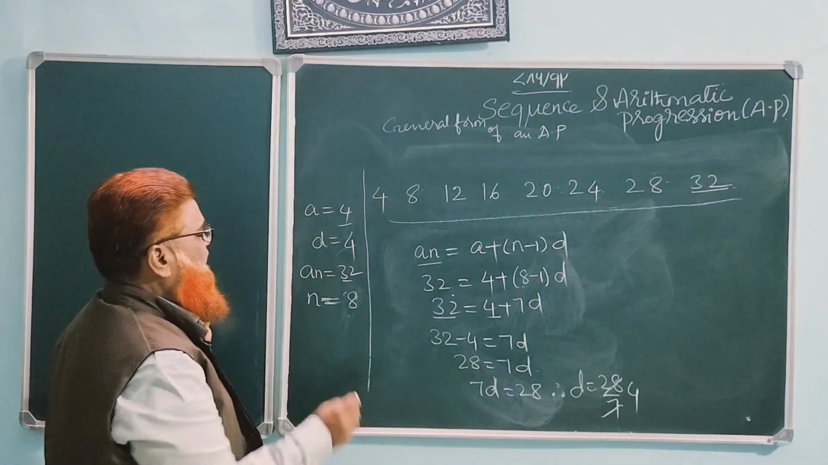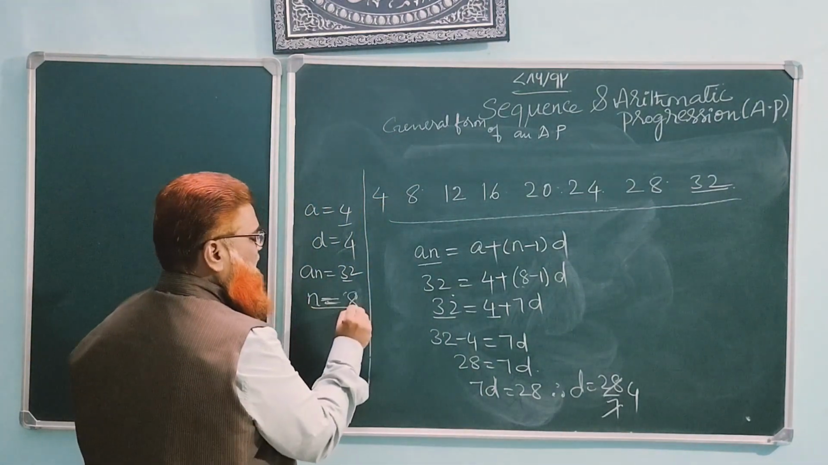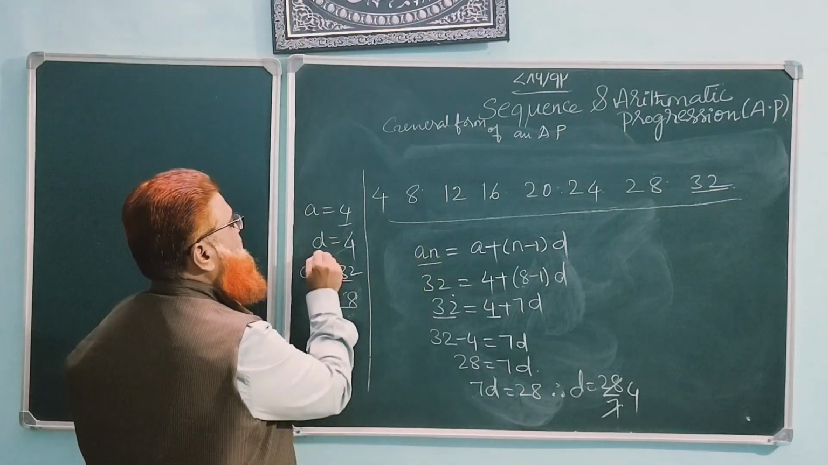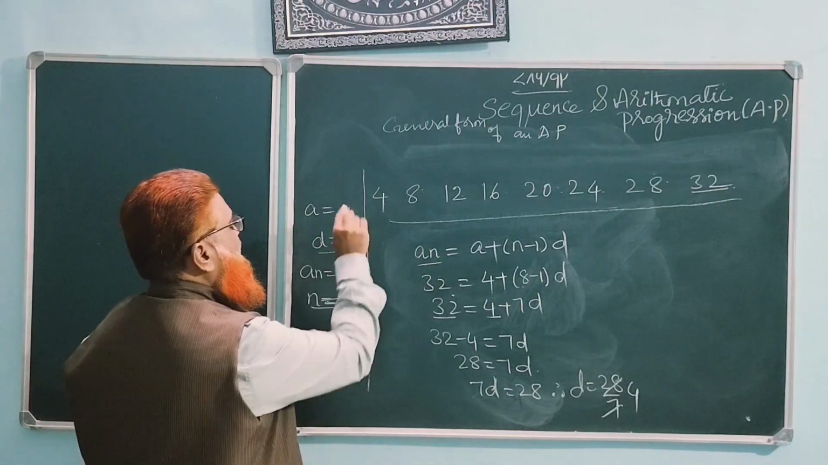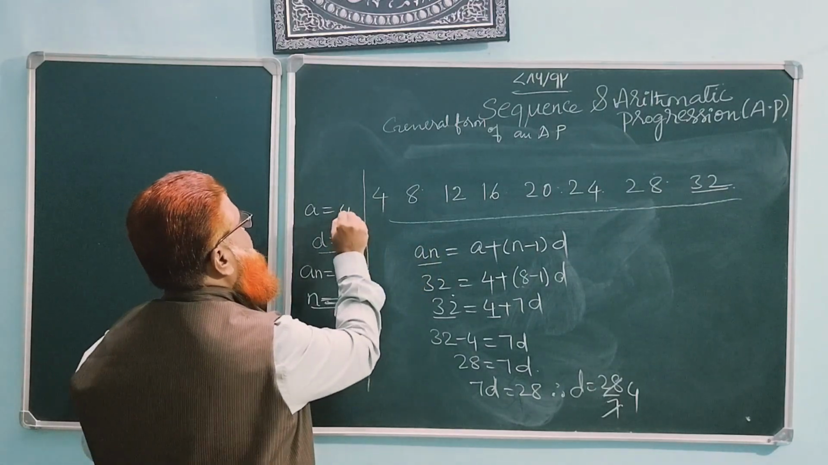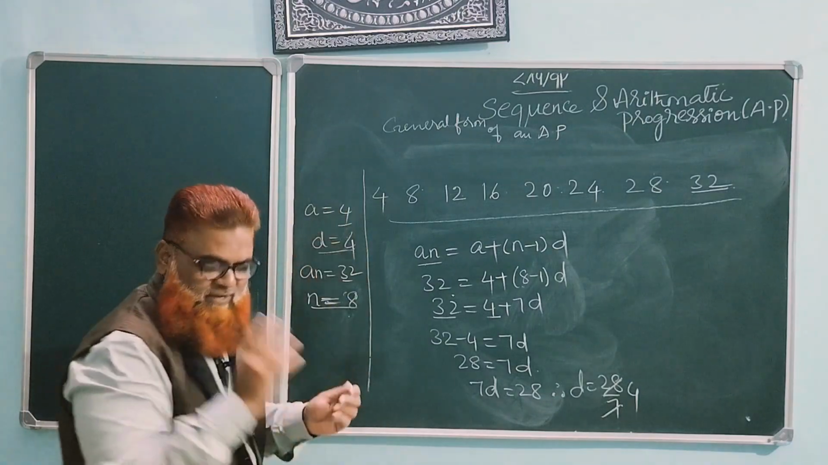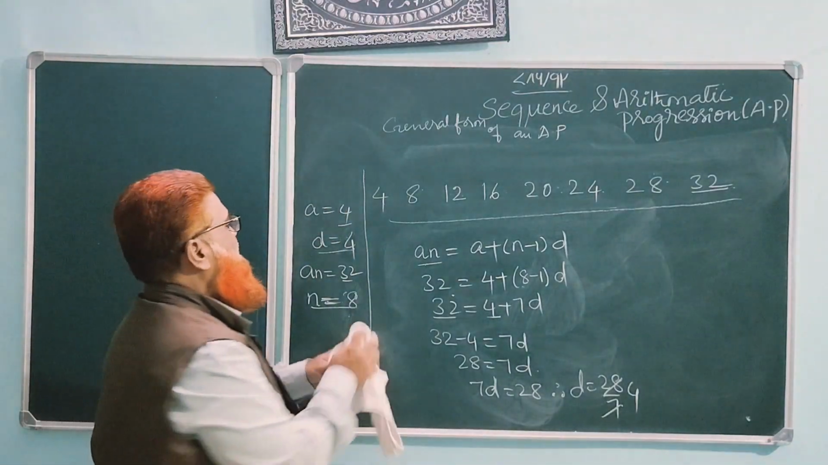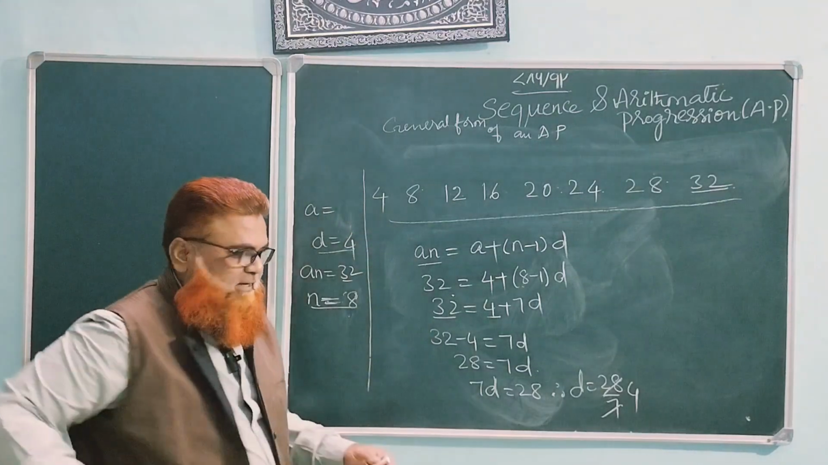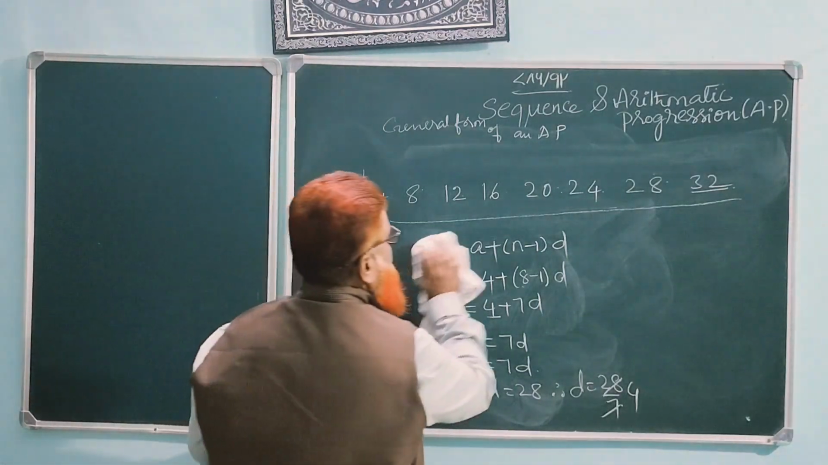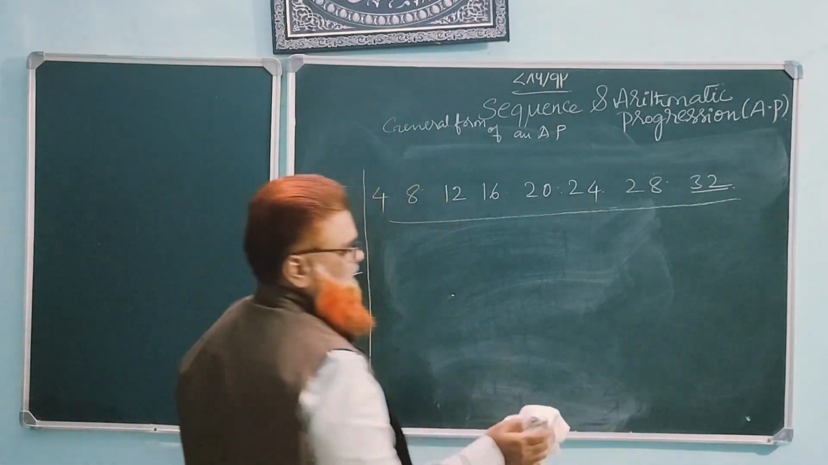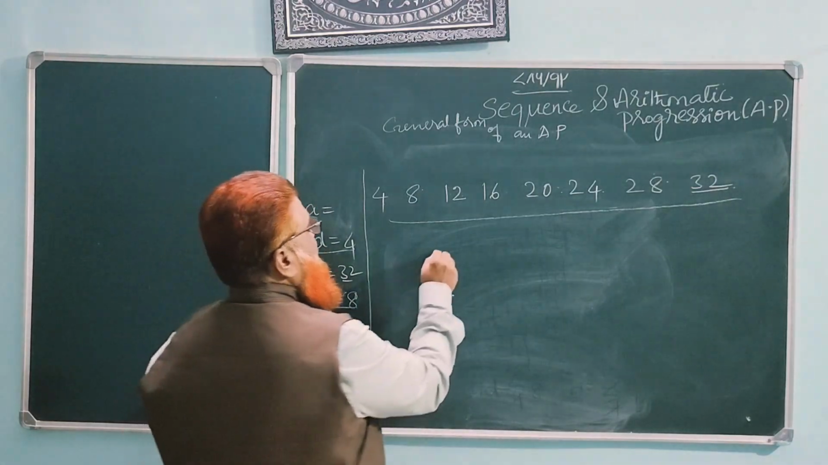What did we find? First, by missing out the n, we found the n. By missing out the d, we found the d. Now let's miss out this 4, that is, the first term. We can find the first term. Let it be. We don't know the first term of the sequence. What happens? See that.